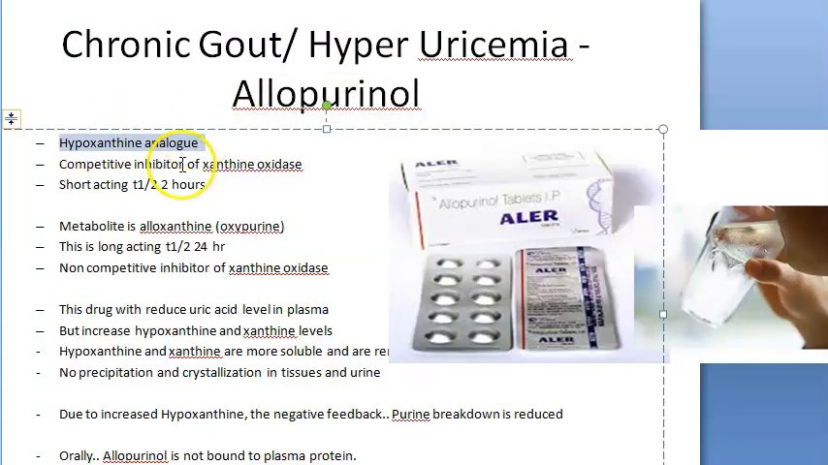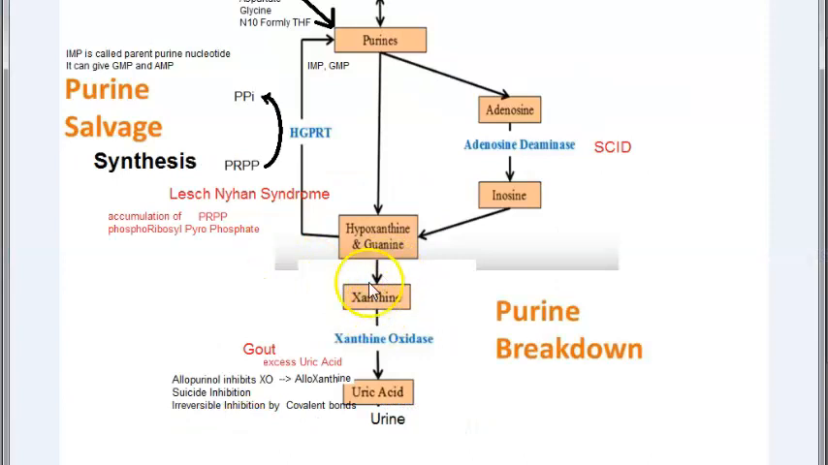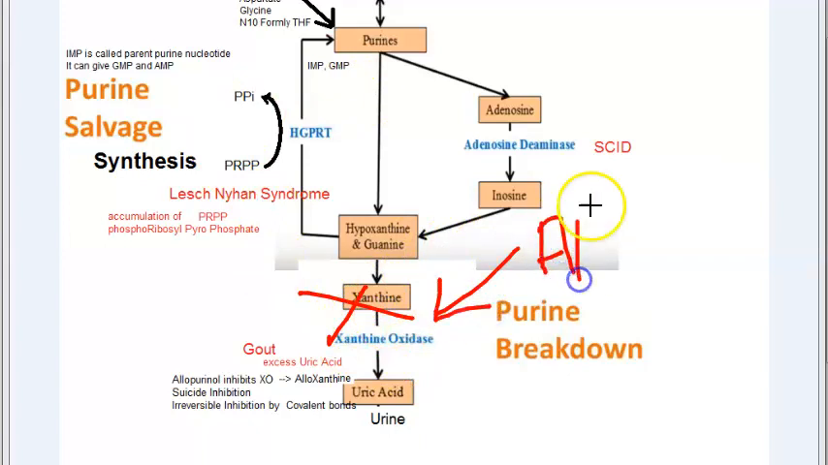It is a hypoxanthine analog. It is very small for you to see. It competitively inhibits xanthine oxidase. So it will not allow the xanthine to bind to xanthine oxidase, right? It is going to competitively inhibit this thing. So xanthine will not be able to go and bind to xanthine oxidase, because this, who will come and bind here? Allopurinol. So allopurinol, it's already written here, allopurinol inhibits xanthine oxidase.